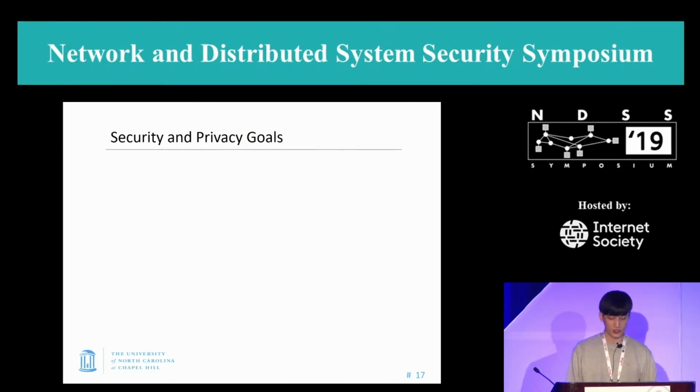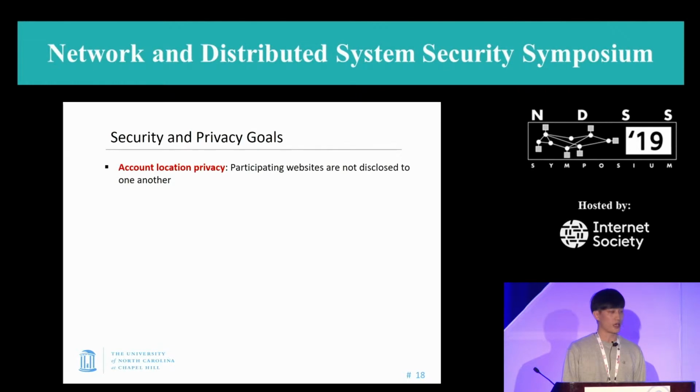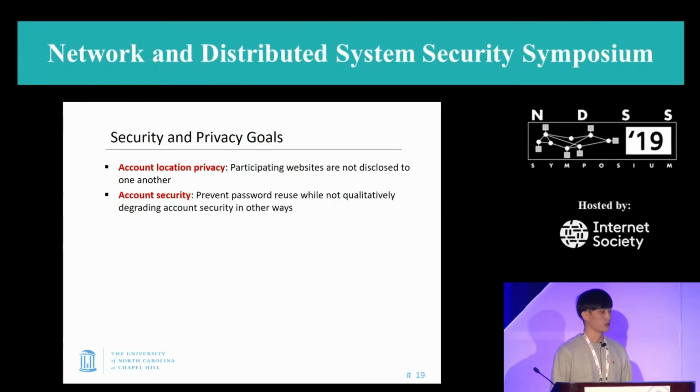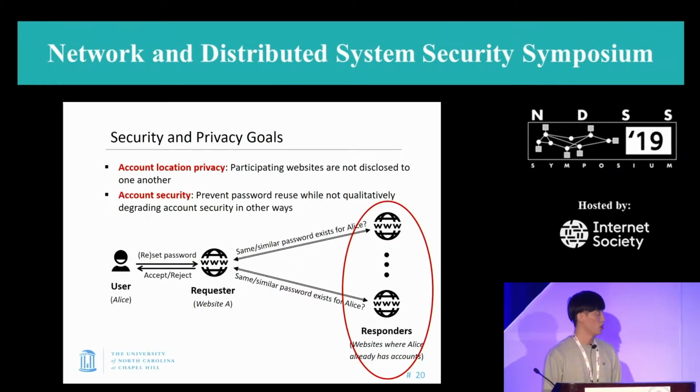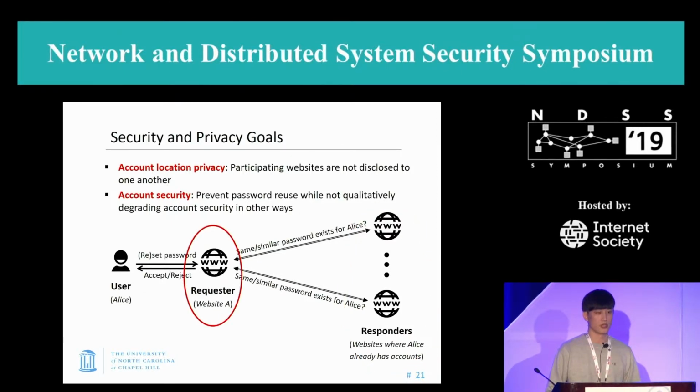For security and privacy, we expect our framework to achieve 2 goals. The first is account location privacy. We don't want any of the participating websites to learn at which website Alice already has accounts. The other goal is to improve users' account security by preventing password reuse, and meanwhile, not to qualitatively degrade account security in other ways. For example, we don't want the responders to learn the new password Alice tried to set or reset at the requester, and we don't want the requester to learn any of the passwords Alice registered earlier at the responders.